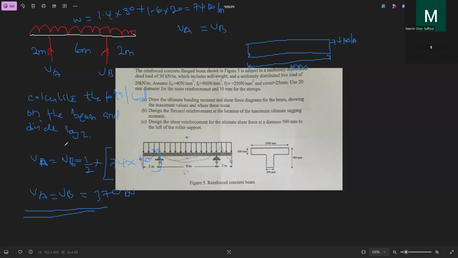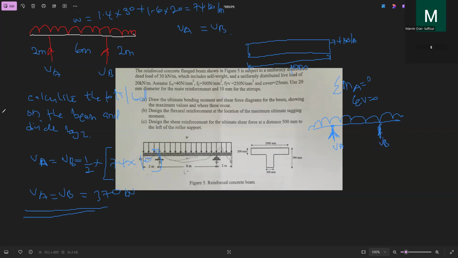This is one simple way of going about this. But there is another method too, that is the traditional method. You have to do summation of moments about A equal to 0 and summation of vertical forces equal to 0. So, summation of moments about A. This is the moment at A. Sorry, this is VB.